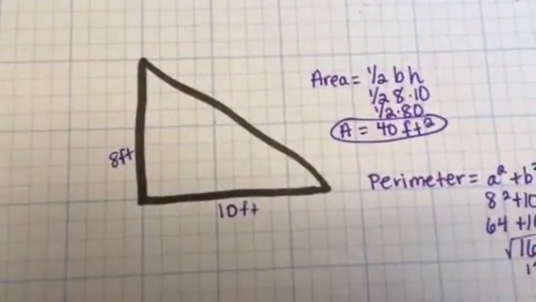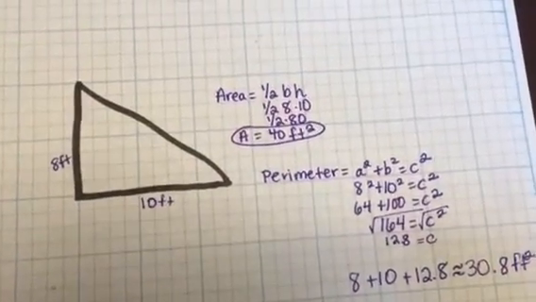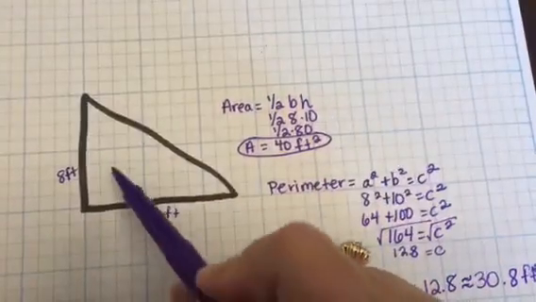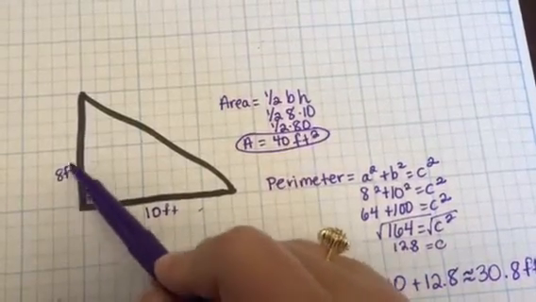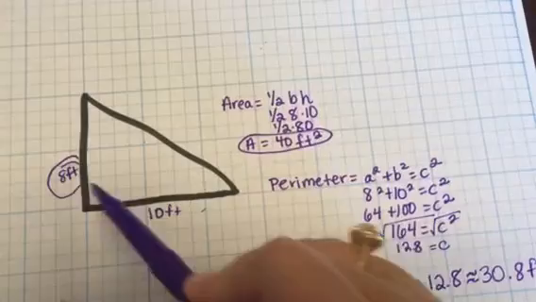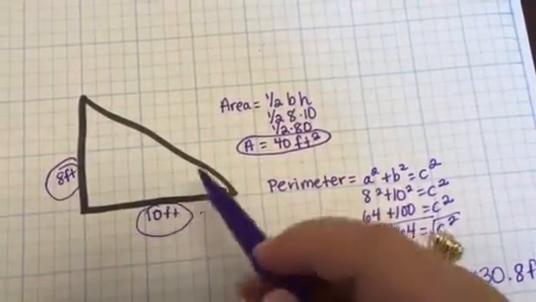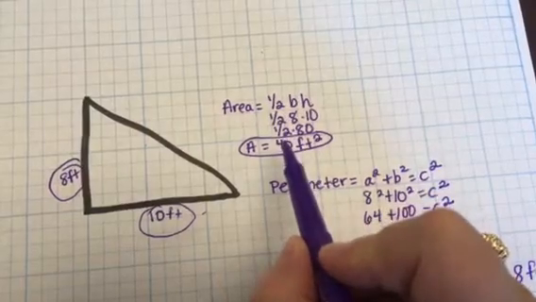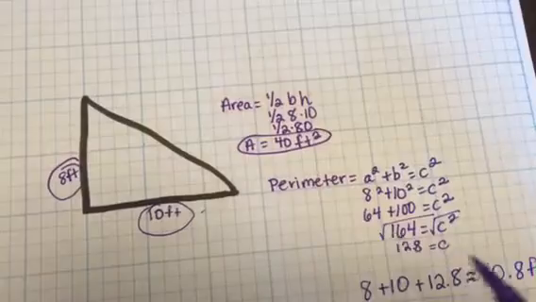Okay, the last one, which is probably the most difficult one, is whenever you have a shape like this. Okay, well, in order to get the area, you're going to do 1/2 base times height. It doesn't matter which one of these legs that you use as the base and the height because it's going to come out the same because you're multiplying. But you're going to have 1/2 of 8 times 10, which is 40 feet squared.